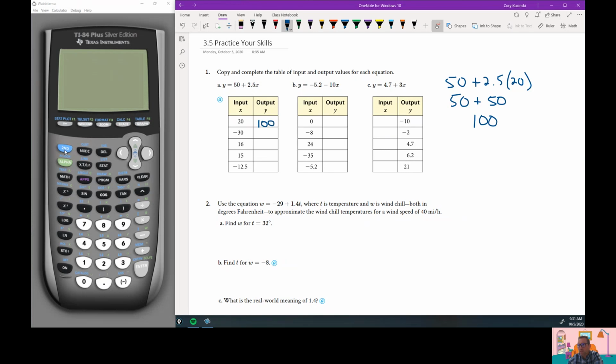So let's go 50 plus 2.5 times 20. And that's 100. I could hit second enter and I can change that 20 to a negative 30. That's negative 25. Let's change that negative 30 to a 16. That's 90. And then a 15. Well, I know that that's going to be 2.5 less. 87.5. And lastly, negative 12.5.